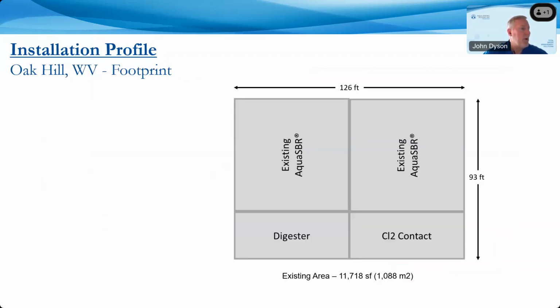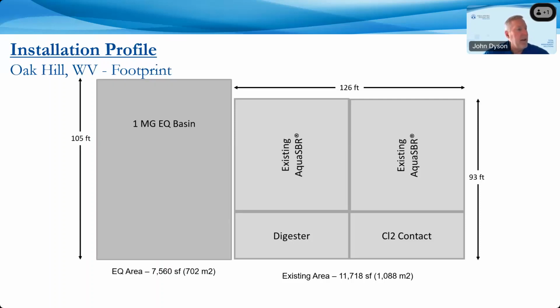So footprint-wise, the original Aqua SBRs took up a footprint of almost 12,000 square feet, including the digester and contactor. So if we were to get to the capacities, we would need at least 2 more SBRs for the increased capacity. They were able to put in really a storm basin. They don't use it as an EQ basin. They keep it very low. Very little wastewater in it until about the time of rain. That was built there. It's about 7,500 square feet.